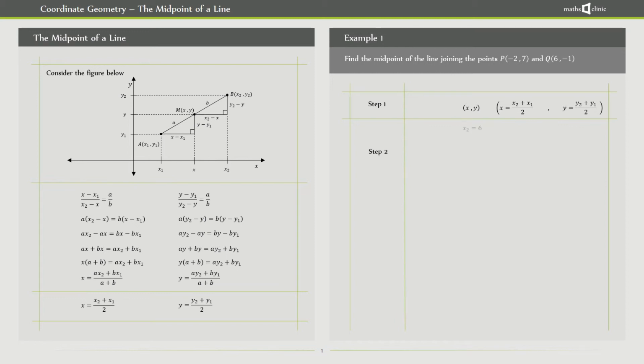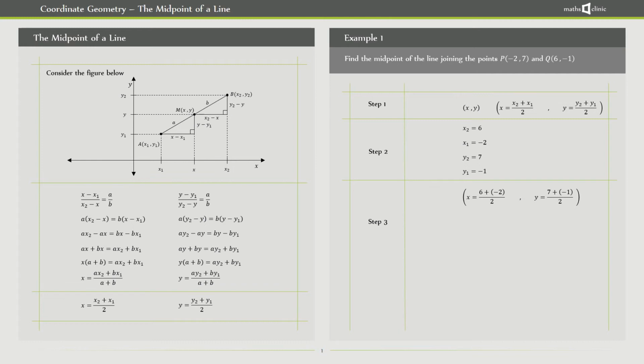So let's just go ahead and do just that. Step 2, we identify our parameters. We have that x2 in this case is 6, x1 is minus 2, y2 is minus 1, and y1 is 7. Okay, and basically we can go ahead and put these parameters into our formula.